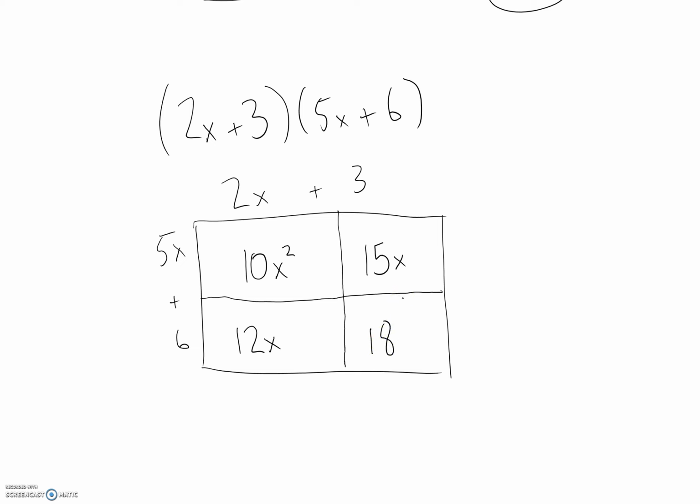So the area of the entire rectangle would be the 4 of those together. 10x squared plus 15x plus 12x plus 18. From the last section that we learned on combining like terms, we are allowed to put these two together right here. The 15x and the 12x would be put together to make 27x, and then we would just bring the rest of the polynomial down, giving us our final answer of 10x squared plus 27x plus 18.